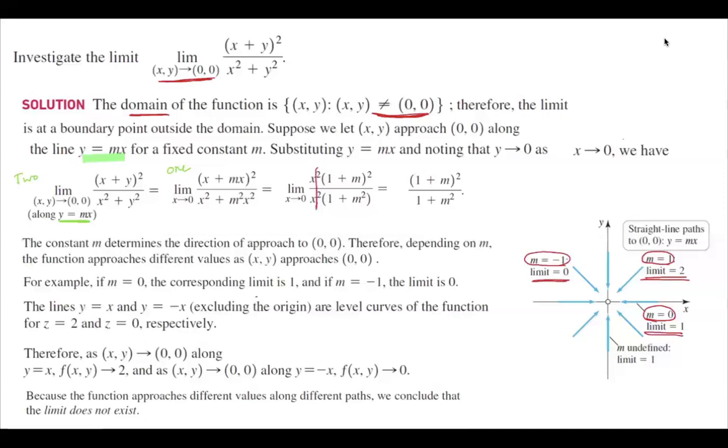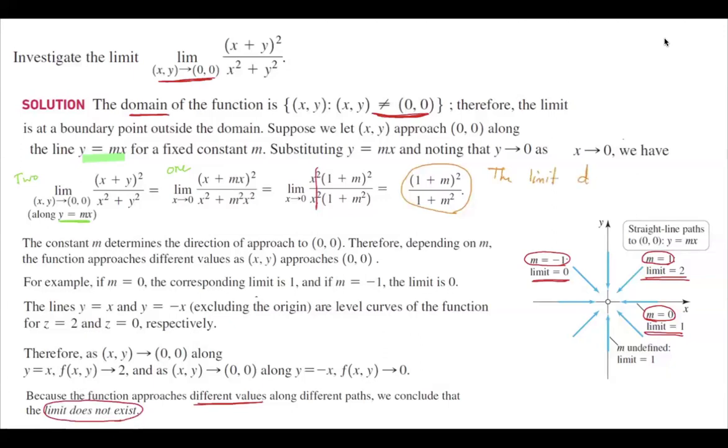Because the function approaches different values along different paths, we conclude that the limit doesn't exist. So in general, when you have your function simplified into a quantity that has m in it, it means that the limit depends on the value of m, and it definitely doesn't exist.